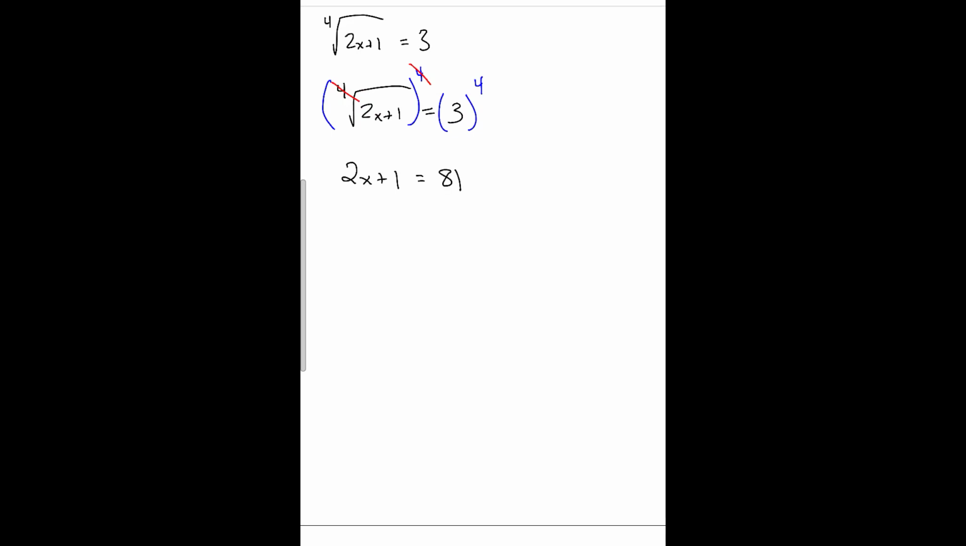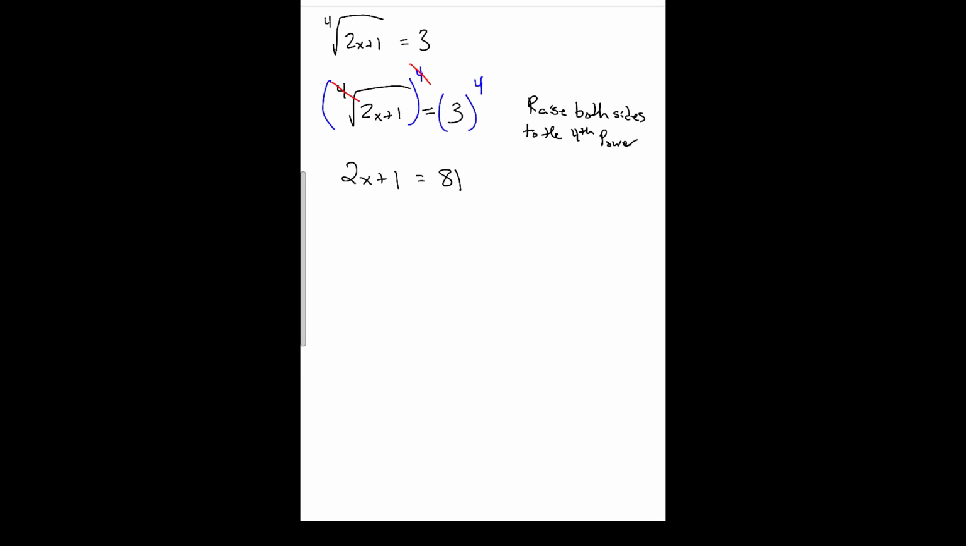Okay, so let's go back and actually write our steps. Raise both sides to the fourth power. Basically, when we raise both sides of the equation to the fourth power, we unravel that fourth root, and then we get it equal to 81. So right now we're sitting at 2x plus 1 is equal to 81. So now we can just solve it like we would a normal equation. We have to get the 2x by itself. In order to do that, we would subtract 1 on both sides.